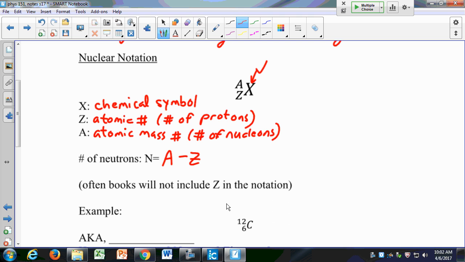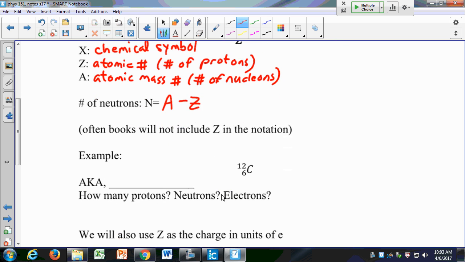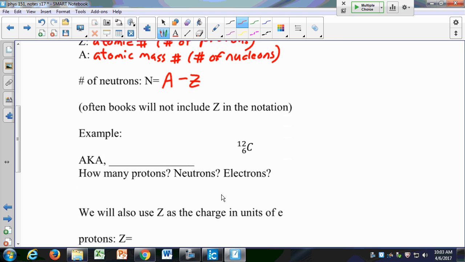All right. Often books won't include Z because Z is wrapped up in the chemical element, right? So like if this is hydrogen, what is Z going to be? It's going to be 1. It has 1 proton. If it's helium, this is going to be 2. If it's lithium, it's going to be 3. And so often they'll leave off that Z, but we'll put it on there. So for example, if I have this carbon with a 12 and a 6, we would call this carbon 12.